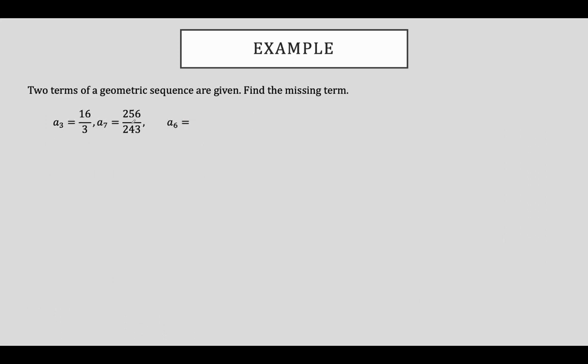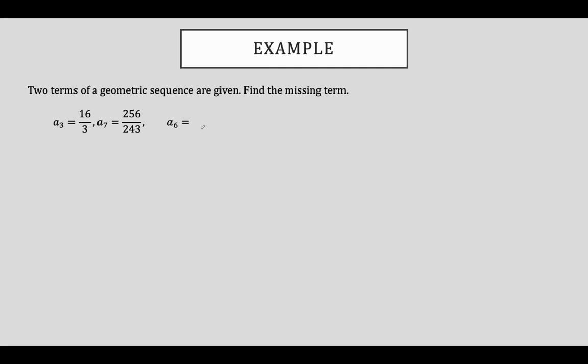All right, one more example here. 2 terms of a geometric sequence are given. Find the missing term. We have a3 is equal to 16/3. a7 is equal to 256 divided by 243. And we want to find a subscript 6, the 6th term of the sequence.